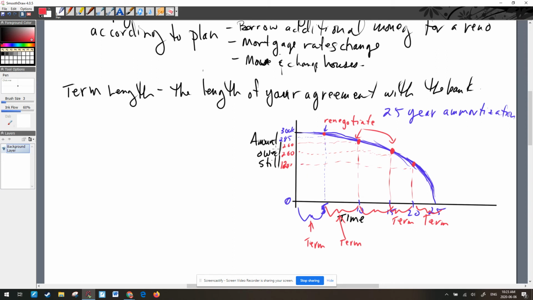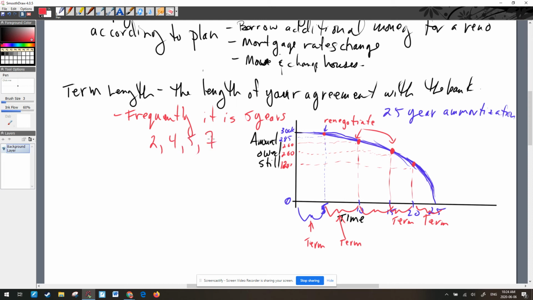So the term is how long the bank is willing to do business with you for. So it's the length of your agreement with the bank. And frequently, probably the most common, it is 5 years. But it doesn't have to be. Some people can be as short as 1 year. 2-year terms are becoming more and more popular. So it can be 2. I'm sure you could do 3, 4. You see 2, 4, and 5 a lot.